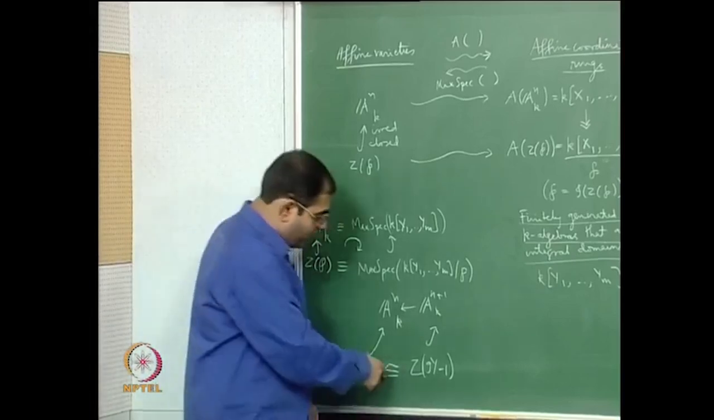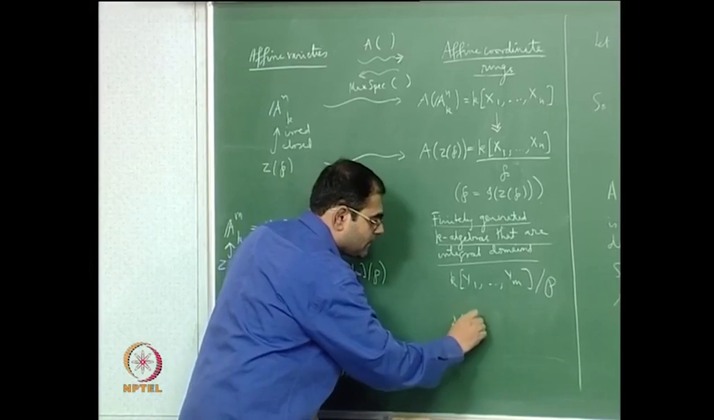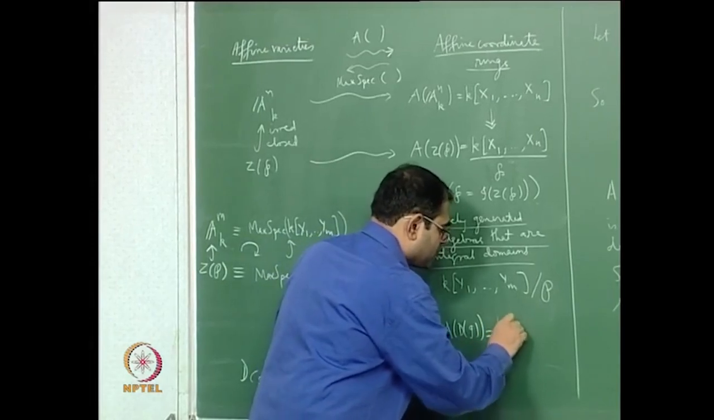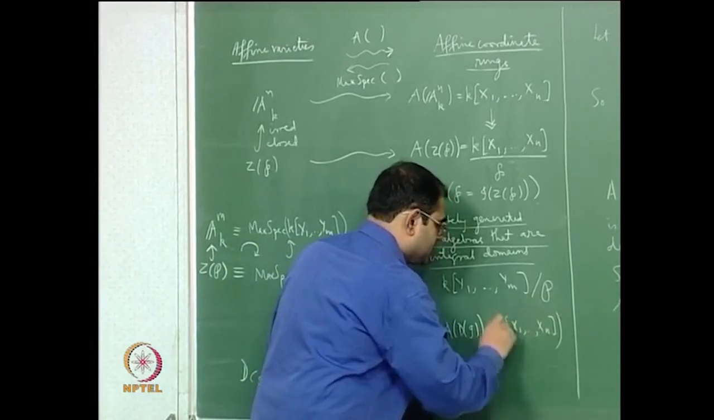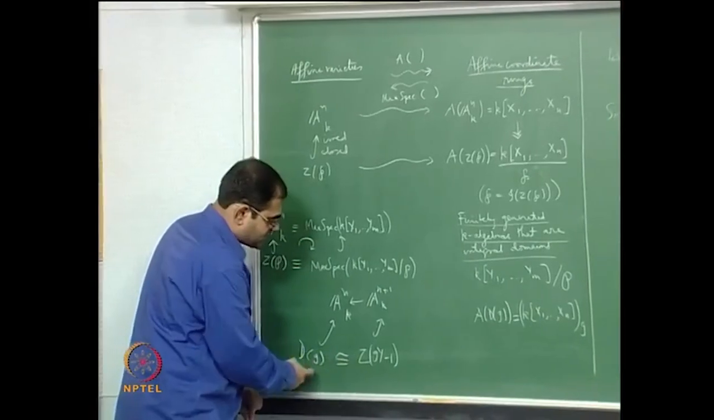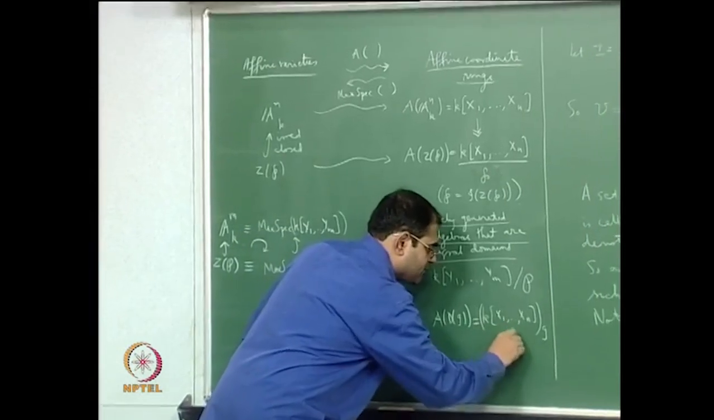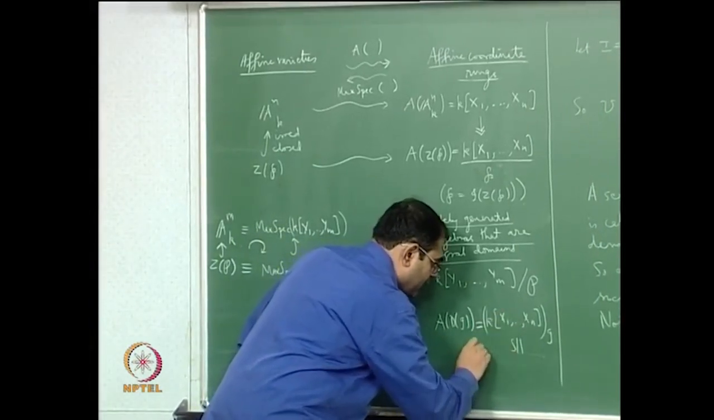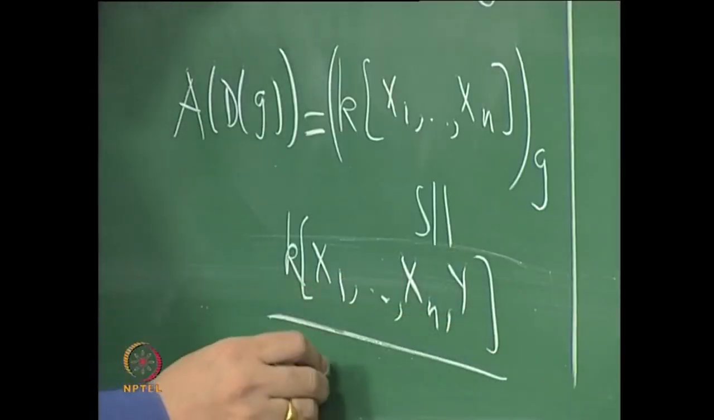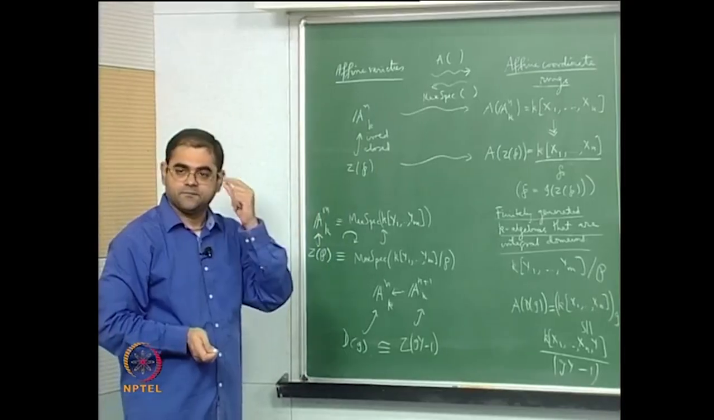So, if you go by this, then what I should get on this side is A(D(g)), and A(D(g)) is, well, I've defined it as K[x1, ..., xn] localized at g. And there is no problem with this isomorphism, because this isomorphism in principle should also give you an isomorphism of rings, and that isomorphism is already there from commutative algebra. You have an isomorphism of this with K[x1, ..., xn, y]: you add the extra variable y and divide by gy - 1. These two are of course isomorphic. That is something that we have seen there.